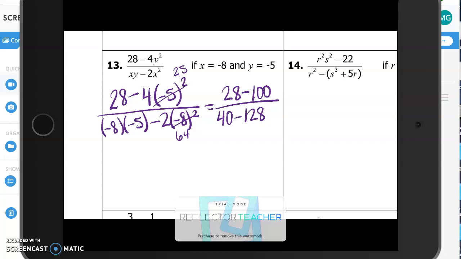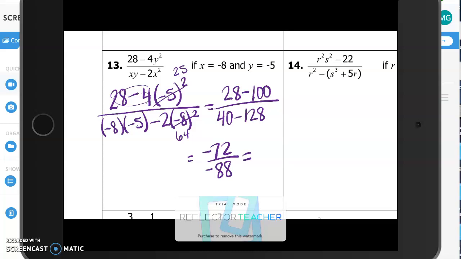So again, make sure you don't subtract to get 24 or anything like that up here. You have to multiply before you do the subtraction. So now 28 minus 100 gives me negative 72. 40 minus 128 gives me negative 88.